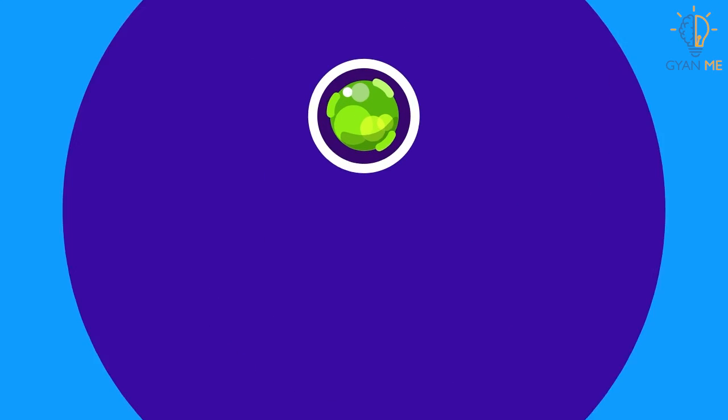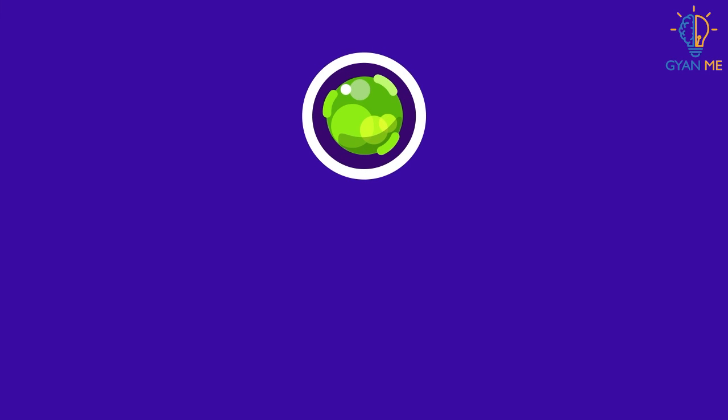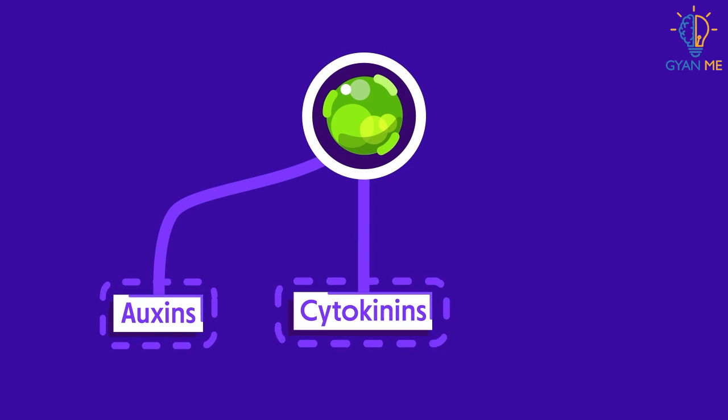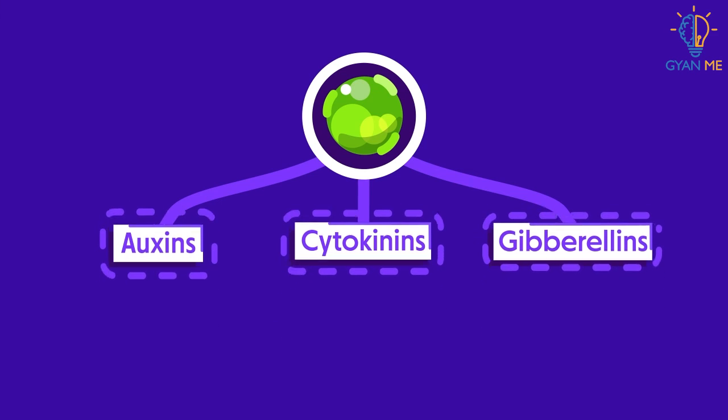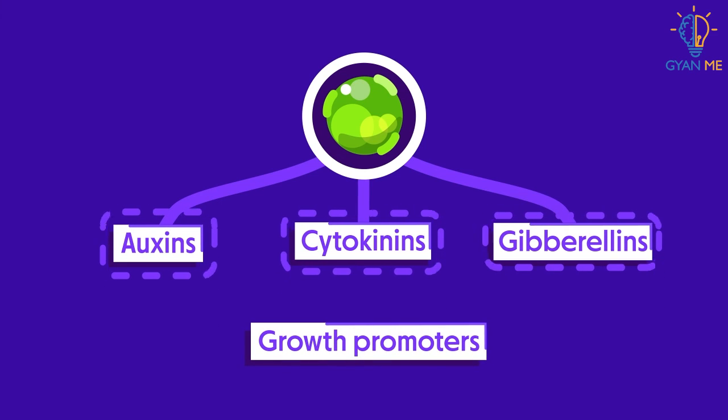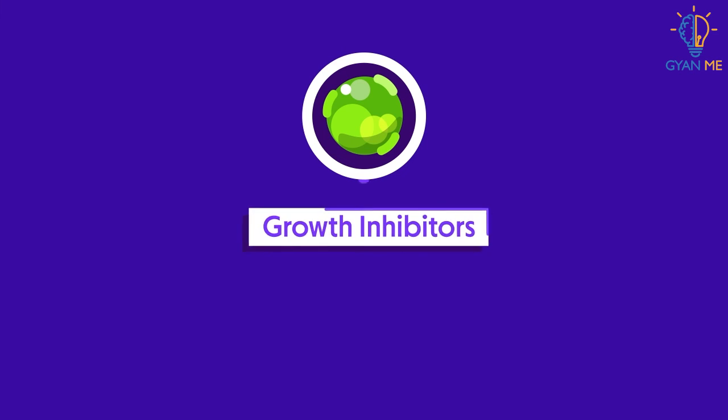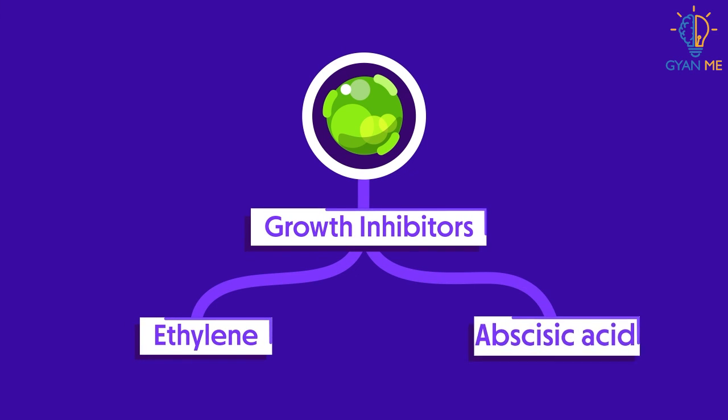So students, we have seen some plant hormones like auxin, cytokinins and gibberellins as growth promoters. There are other hormones which are growth inhibitors like ethylene and abscisic acid. We will study them in our next video.